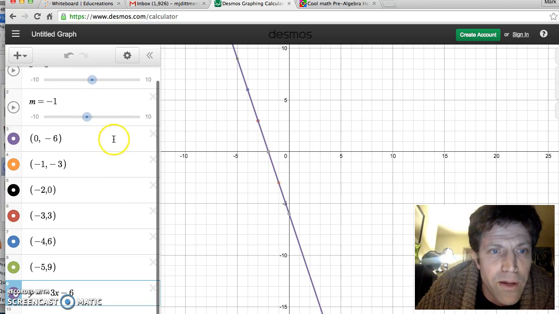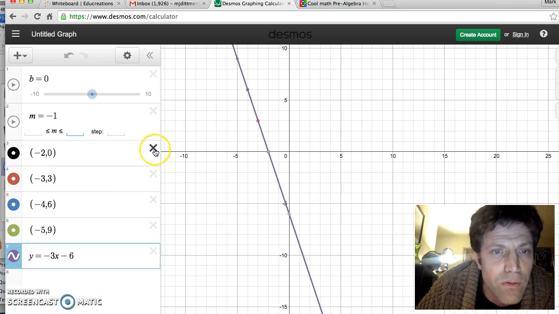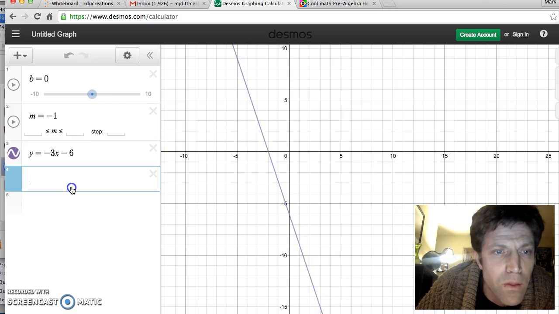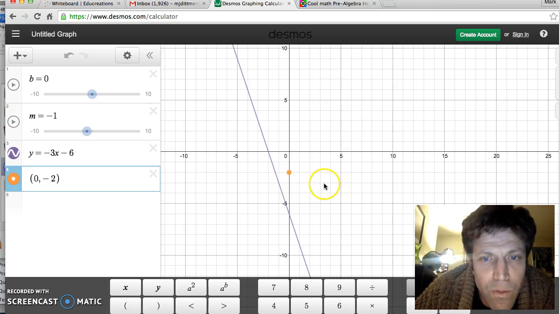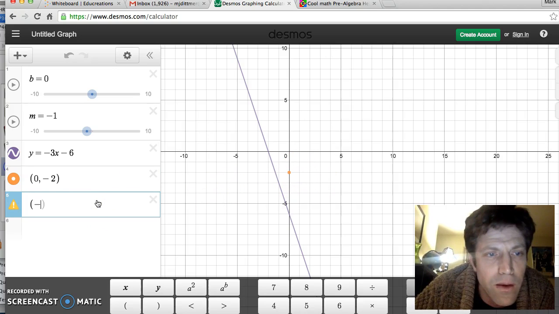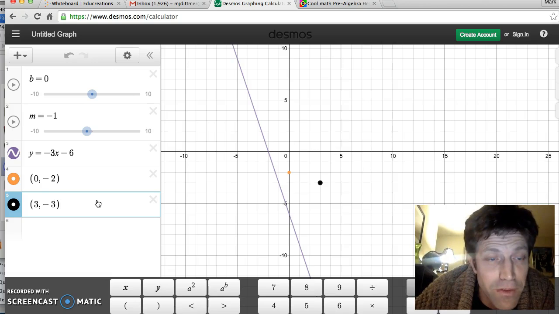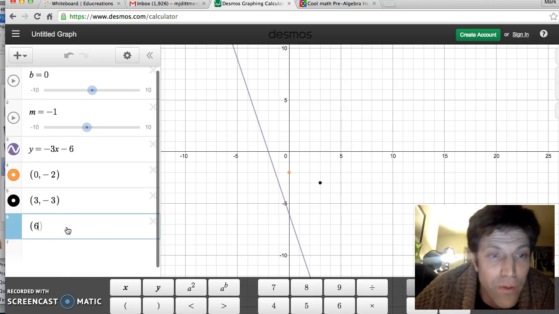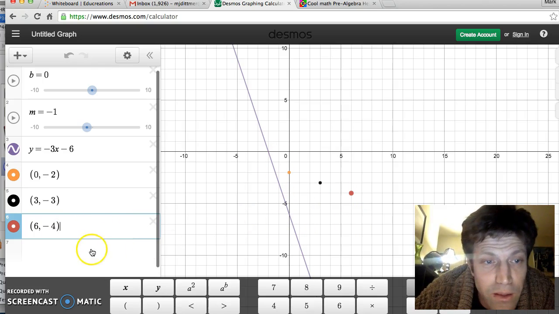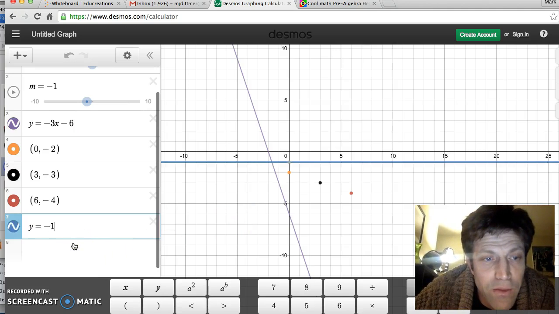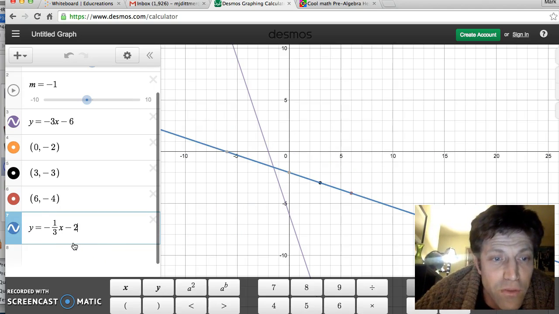So we'll plot, here, let's get rid of all these points. We'll plot (0, -2). And then we're going to go down 1 over 3. So we'll get positive 3, negative 3. Whoops. We'll go over 3, down 1. And that's going to give us a straight line. Now we can graph it: y equals negative 1/3 x minus 2.